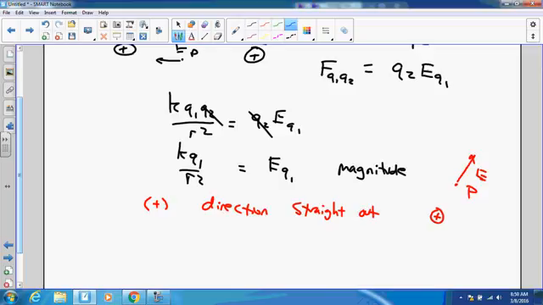If, on the other hand, my charge is negative, then the direction for that field is going to be straight in. So if this is my point P, then my field from a negative charge is going to be straight in towards that negative charge.